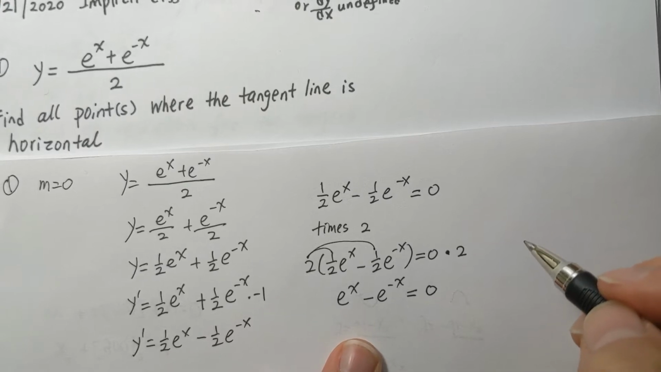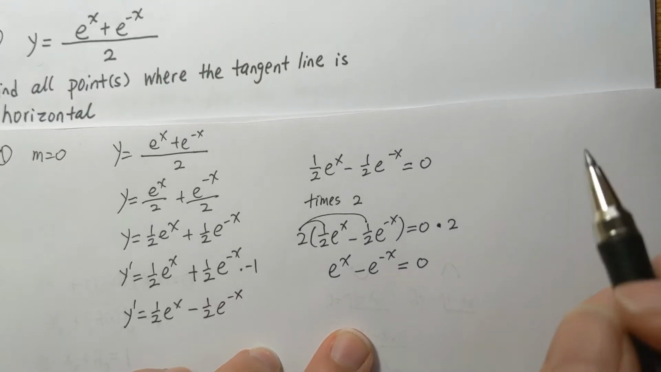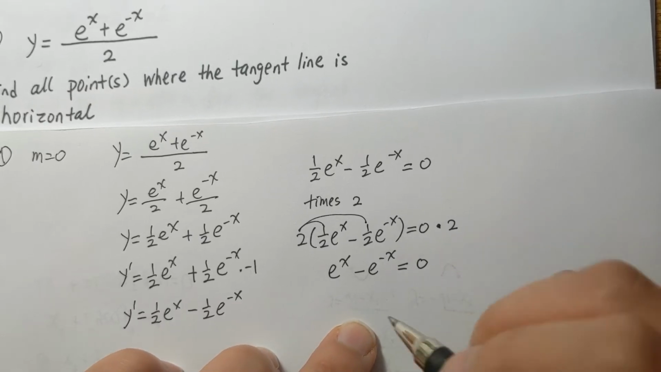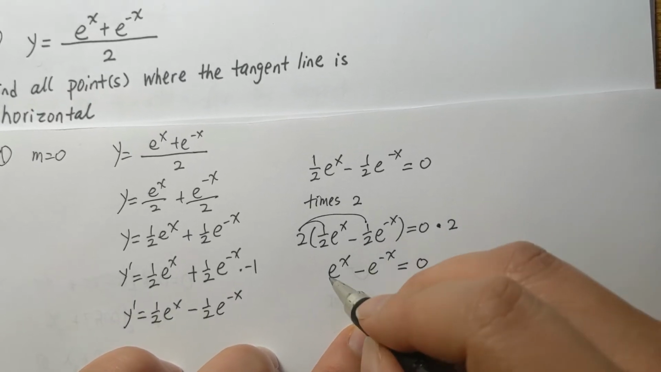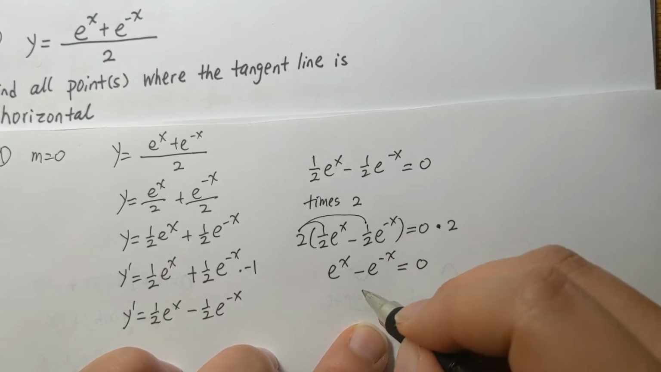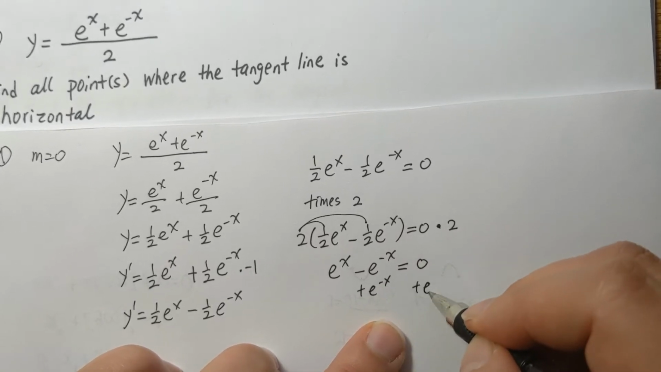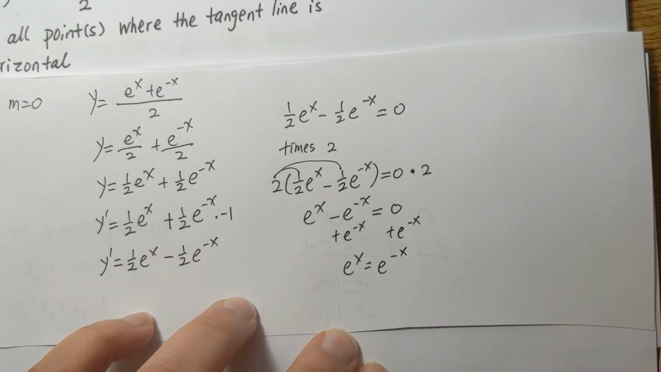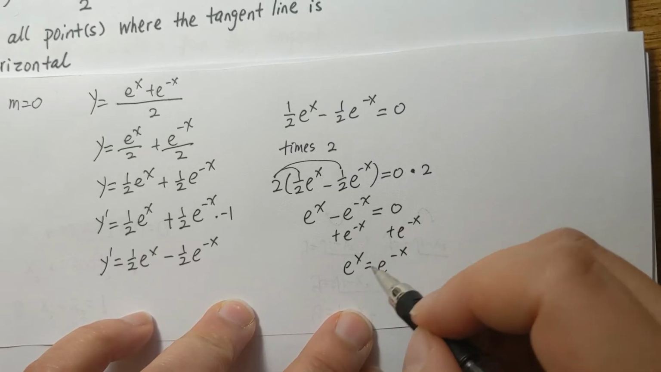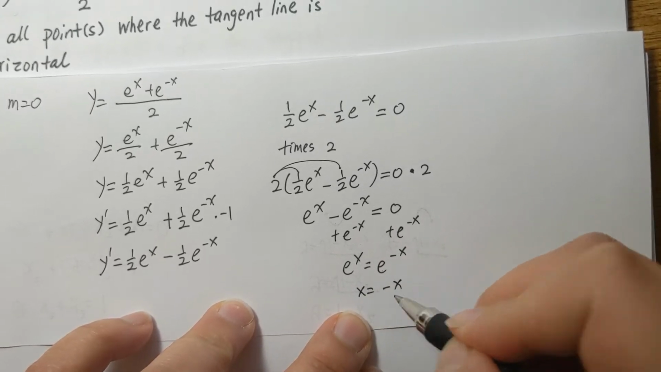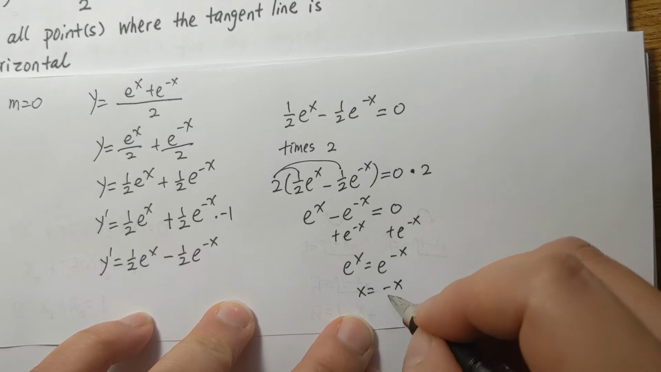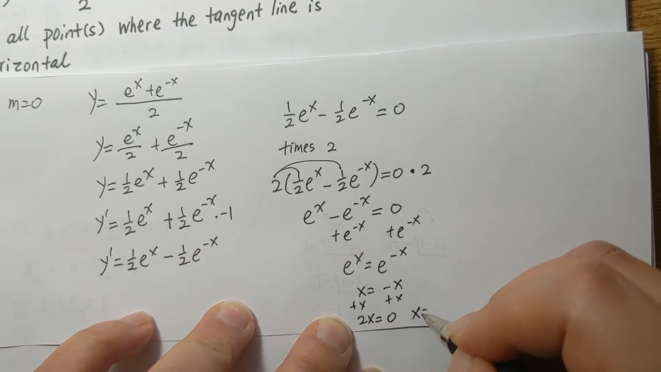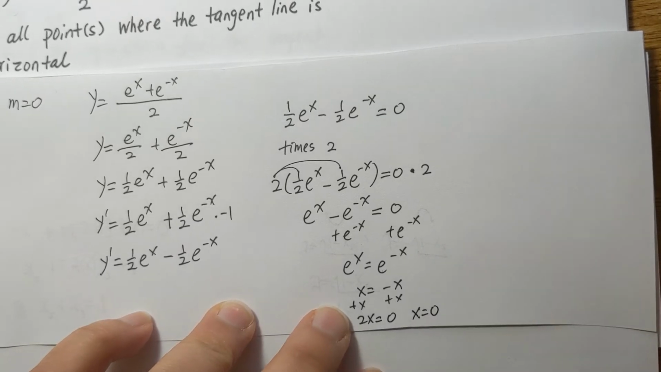Some people, when they start this, they already know the answer. If you already see the answer, then you can write it down. If you want to continue to solve more, then you continue. So we are going to add this to the other side. Same base, so the exponents have to be the same. So x equals negative x. And then you add x to both sides. So you get 2x equal to 0. Then x equals 0. So we found the x value.